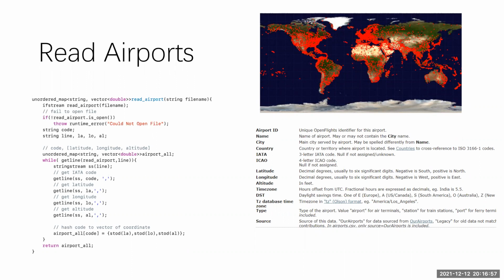First, we read all data into a vector container. Here we create an input file stream object, then get the contents line by line. We read airports first. The airports are stored in a hash table to realize O(1) lookup time. The key is the IATA code of a specific airport. The value is a vector containing latitude, longitude, and altitude of the airport.